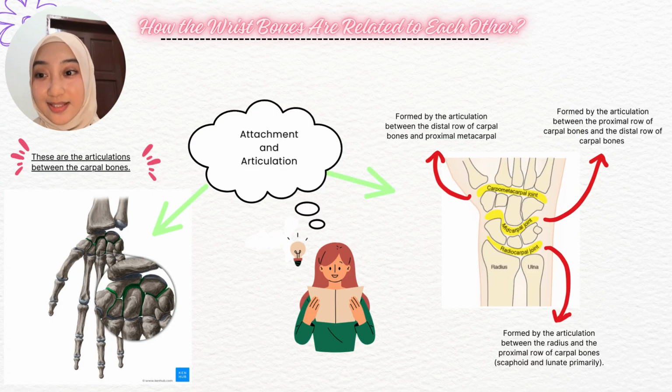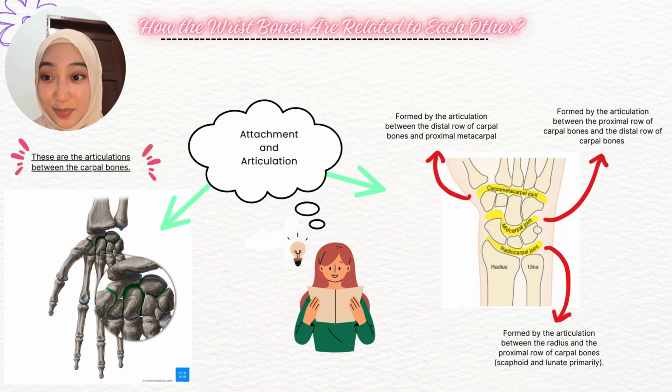So as Saidatul Aisha had explained just now, we can see that the wrist is a complex joint that bridges the hand to the forearm, where it is actually a collection of multiple bones and joints.